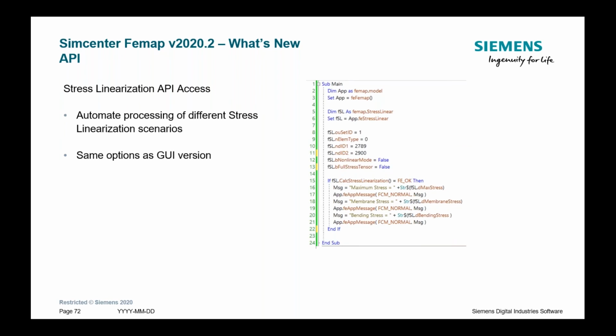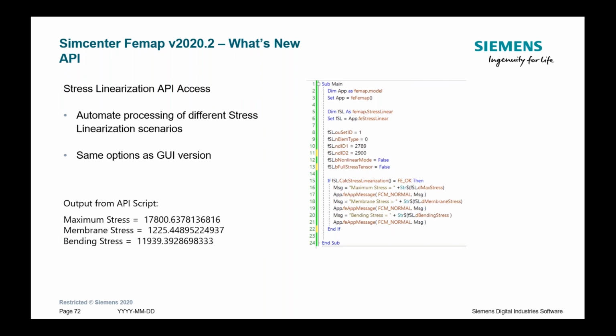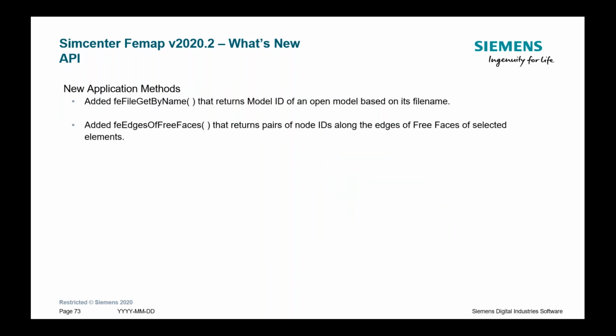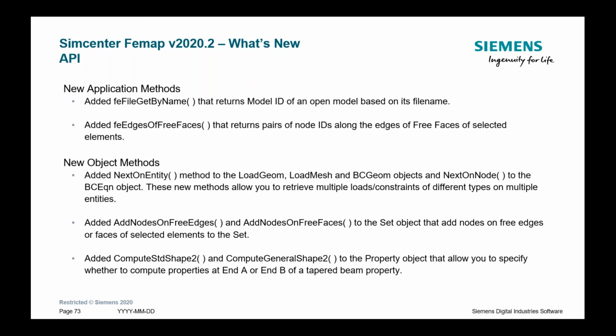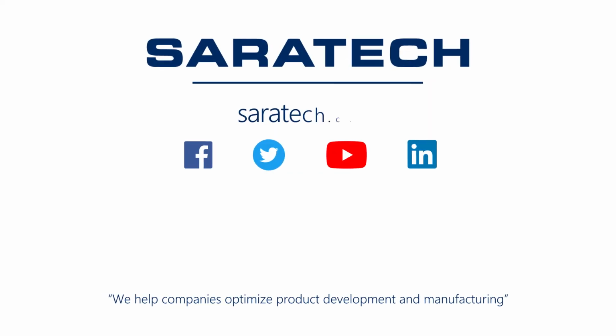And then stress linearization, because this object actually sort of existed in prior versions of Femap, but we only used it to make our in-house add-on tool. So we just made it a lot more robust and gave it all the functionality that is now in that stress linearization command that you saw earlier today. And then just some new API methods and new object methods, and that's it.